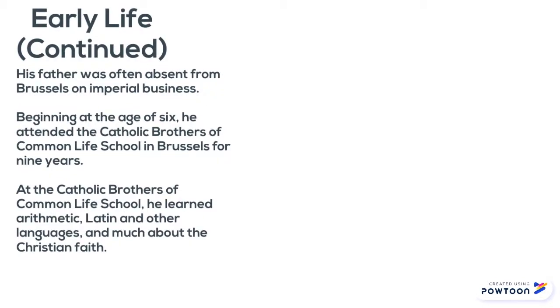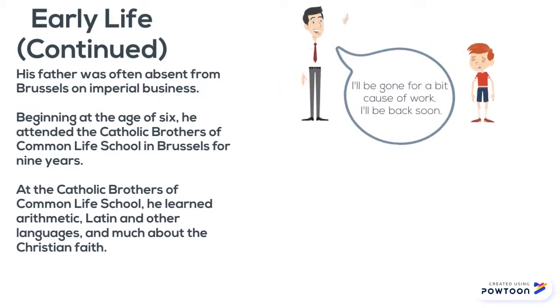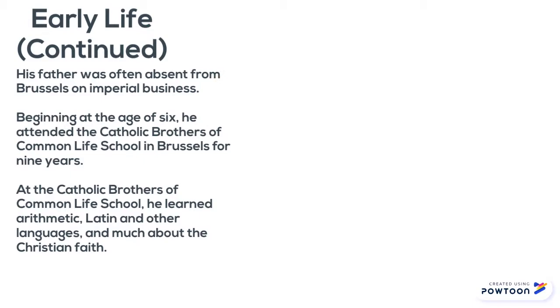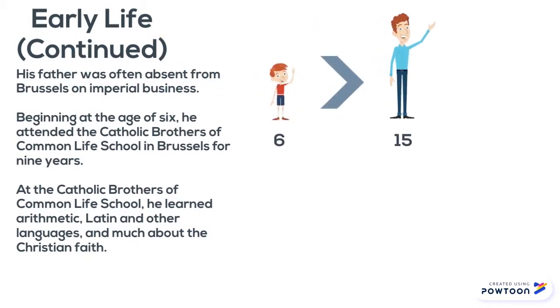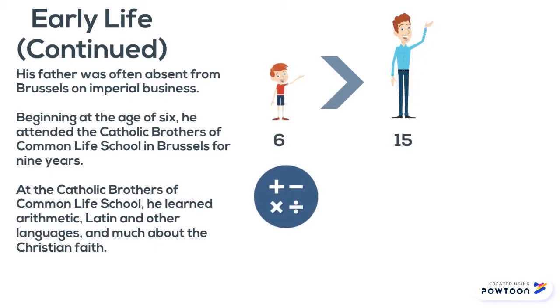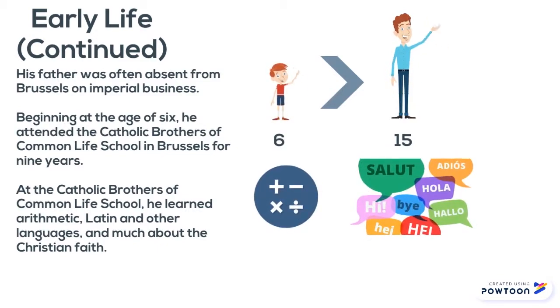Unfortunately, because of his occupation, Andreas was often away from his home to attend to imperial business. From when Andreas was 6 to when he was 15, he attended the Catholic Brothers of Common Life School in Brussels, where he learned arithmetic, multiple languages such as Latin, and much about the Christian faith.